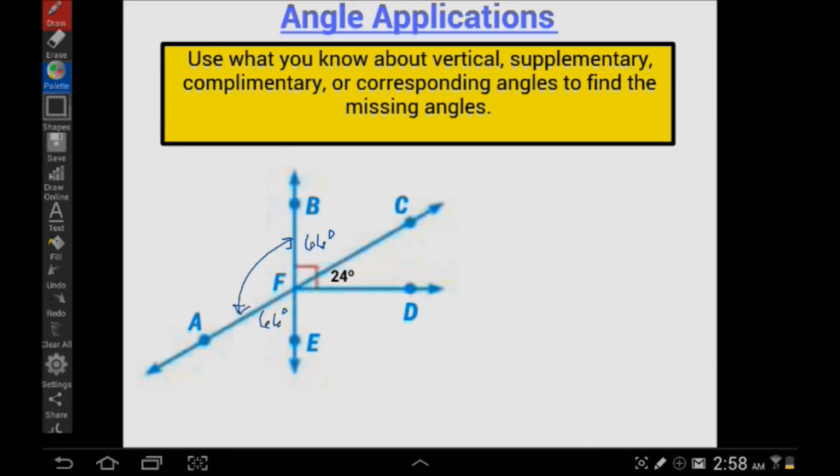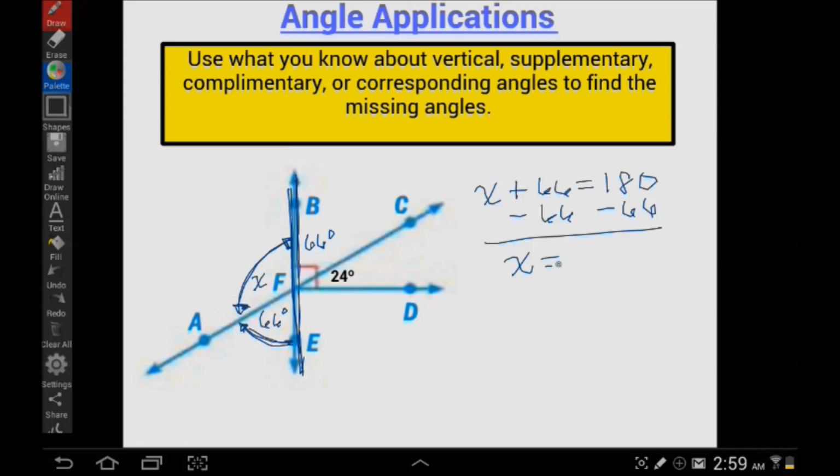Now one thing that might not pop out at you right away is the fact that these two angles are part of a linear pair. They lie on this line right there, which means that it's part of a straight angle, and straight angles equal 180 degrees. Call this x. We know that this angle and this angle make 180. So I'm just going to set up my equation. x plus 66 equals 180 degrees. Now to solve that, we're just going to take 66 away from both sides of the equation, and you get x equals 114 degrees. We'll call that angle AFB.